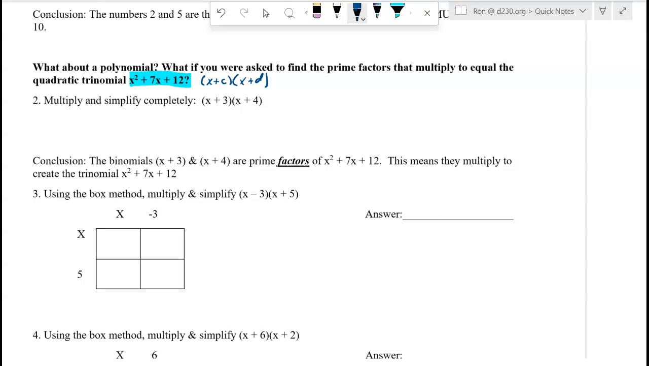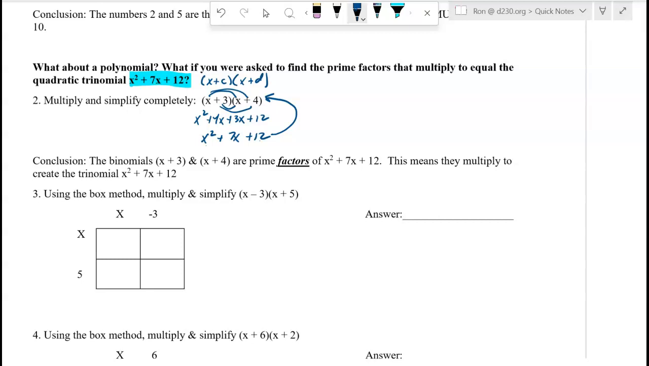Well, let's look here. If I gave you these two binomials and I asked you to multiply them out: x times x is x squared. x times 4 is plus 4x. 3 times x is plus 3x. 3 times 4 would give you 12. And if I simplify inside, that would give me x squared plus 7x plus 12. So how could we go from this all the way back to here? That's what we're looking to do when we factor.